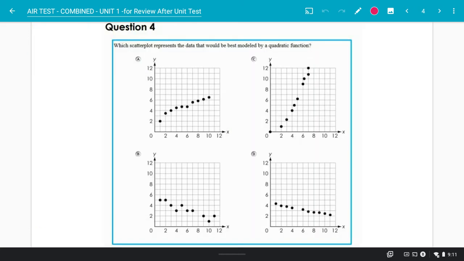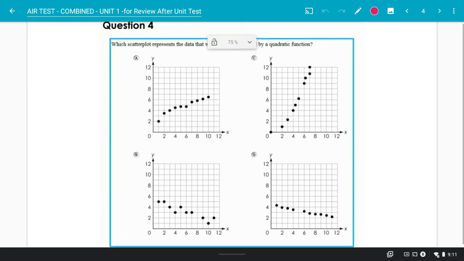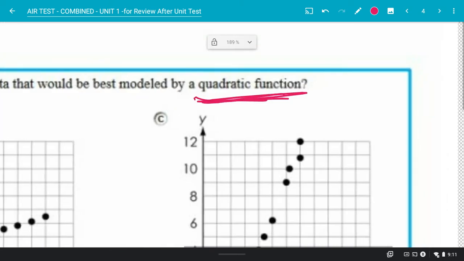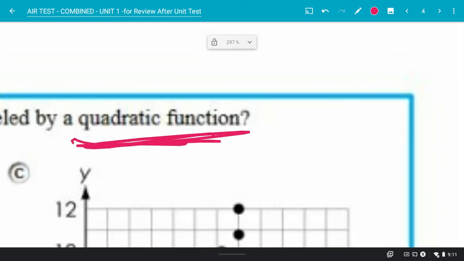Next one. Which scatter plot represents the data that would be best modeled by a quadratic function? Oh my goodness. What in the world is a quadratic function?